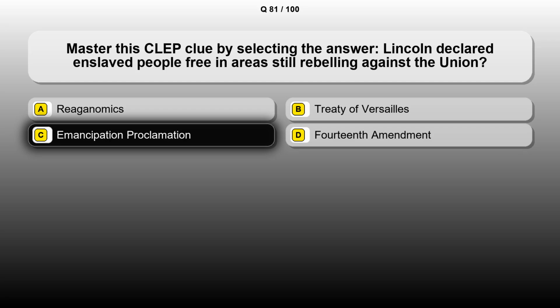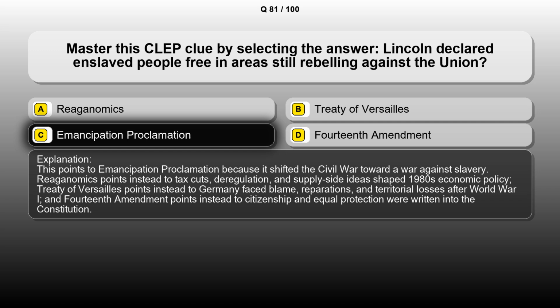The correct answer is option C, Emancipation Proclamation. This points to Emancipation Proclamation because it shifted the Civil War toward a war against slavery. Reaganomics points instead to tax cuts, deregulation, and supply-side ideas that shaped 1980s economic policy. Treaty of Versailles points instead to Germany facing blame, reparations, and territorial losses after World War I, and 14th Amendment points instead to citizenship and equal protection being written into the Constitution.